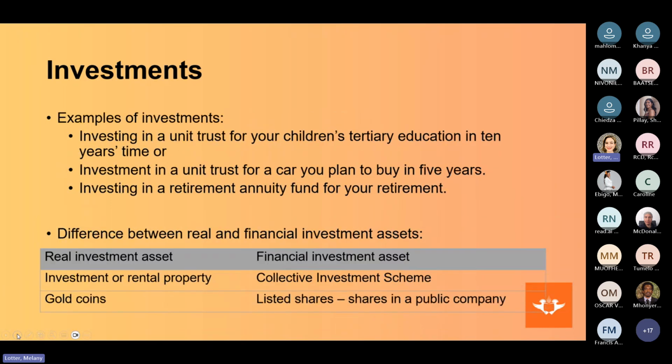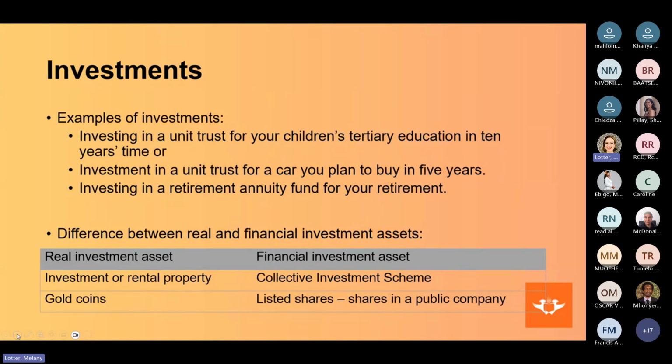So examples of investments: you invest in a unit trust for your children's tertiary education in 10 years' time. When you get married and have children, you start planning for their tertiary education, or if you want to send your children to a specific school, you need to start saving for that. Investment in a unit trust if you plan to buy a car in 5 years' time, or investing in a retirement annuity for your retirement. So there are lots of examples of investing. You want to buy your first house, or you want to build up a big deposit for that.